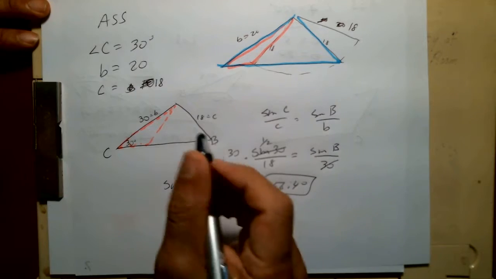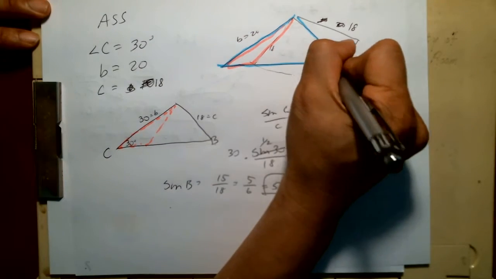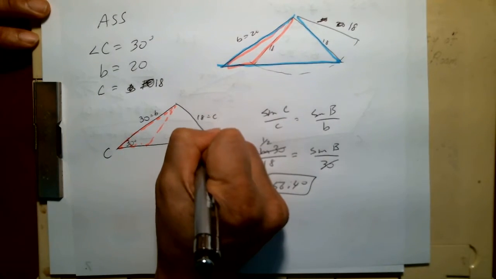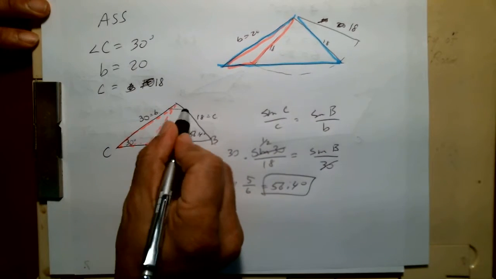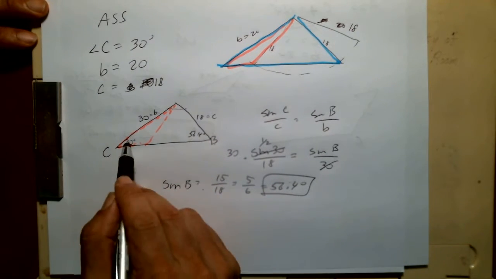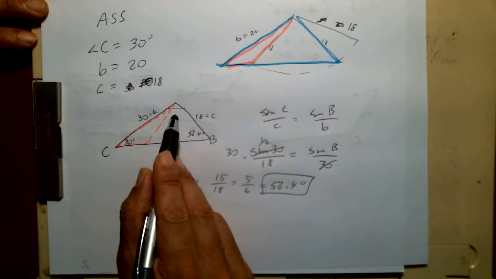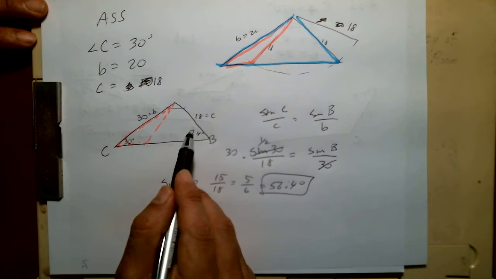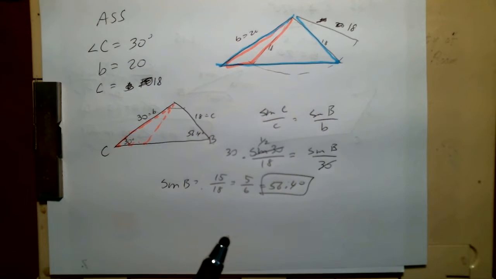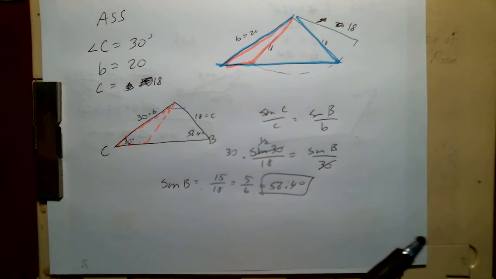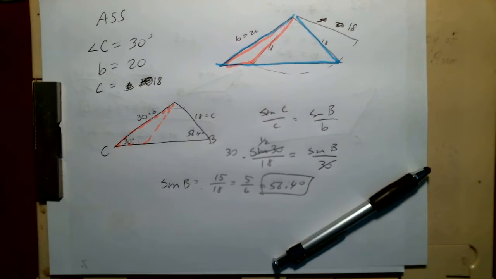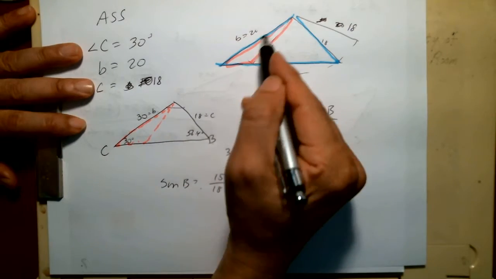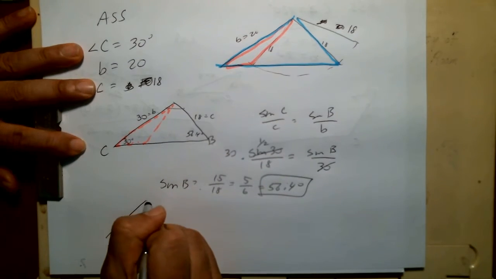And there's your angle right there, 56.4 degrees. You can find this angle right now by using the angle sum has to equal 180. So if this is 30, this is 56, this should be some number. Okay? So that's the triangle that you have. How do you find the second triangle? This right here.